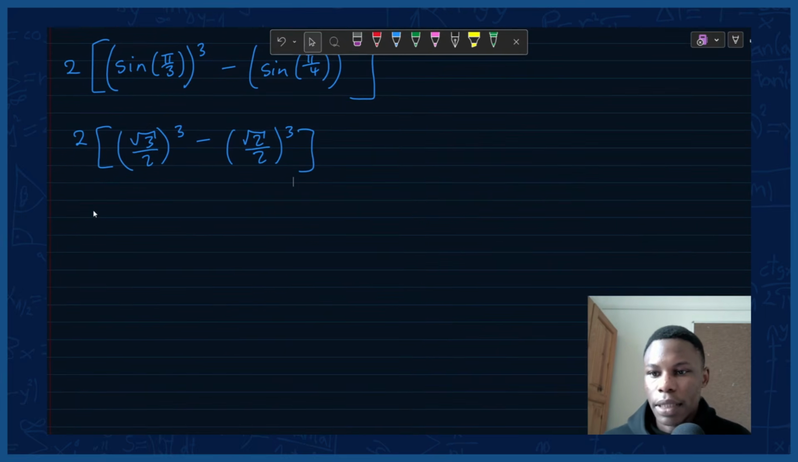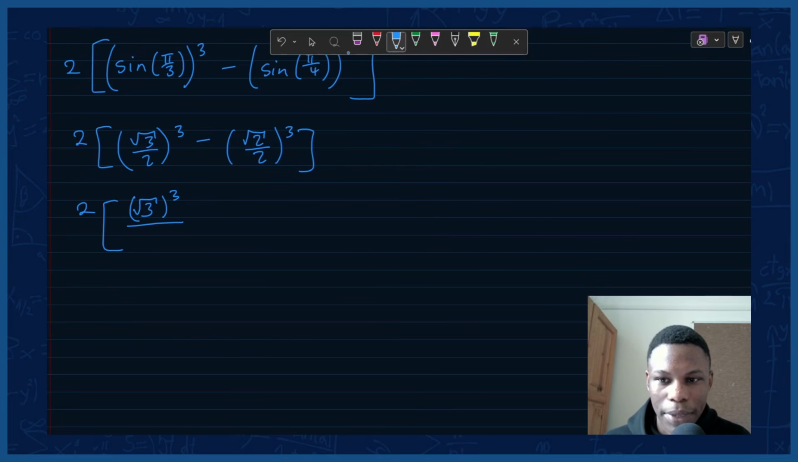Okay, and now let's simplify. So I've got 2, and then here is going to become root 3 raised to the power of 3 divided by 2 cubed, which is 8, minus root 2 raised to the power of 3 divided by 2 cubed, which is 8.